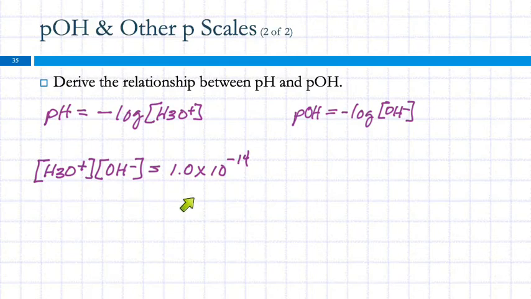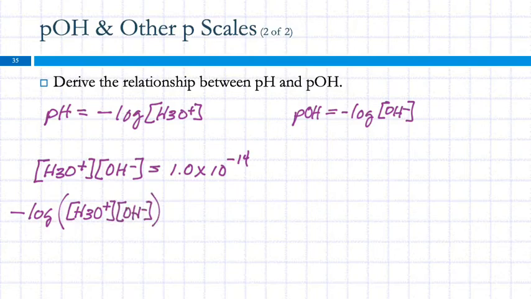So I'm going to take the negative log of both sides of this equation. So I'm going to get the negative log of H3O plus times OH minus is equal to the negative log of 1.0 times 10 to the minus 14. What is the negative log of 1.0 times 10 to the minus 14? It's 14.